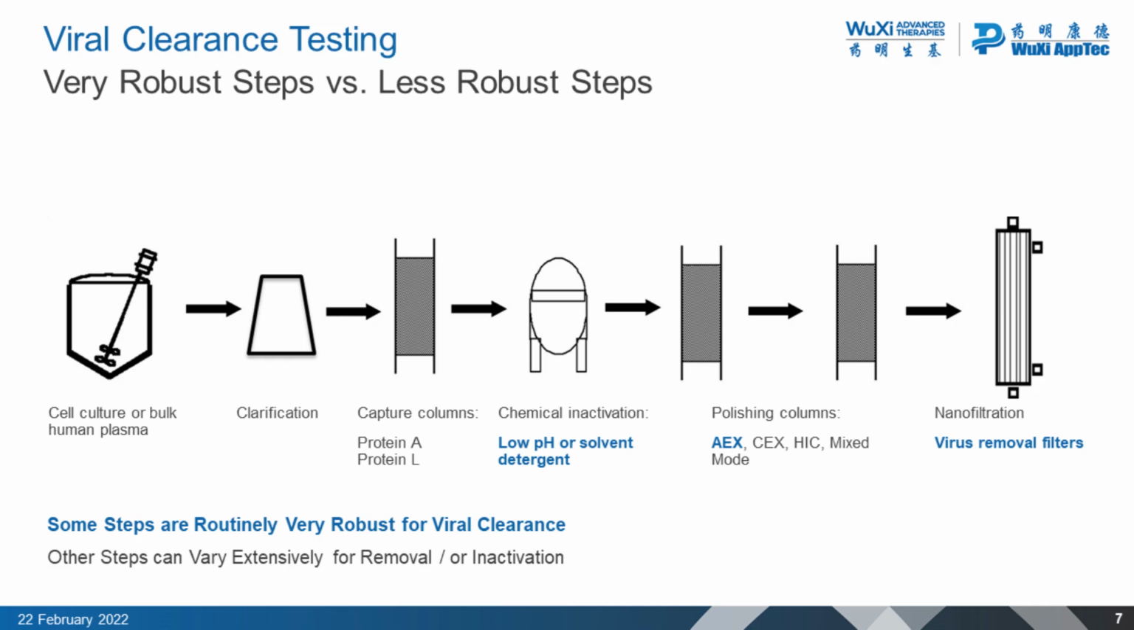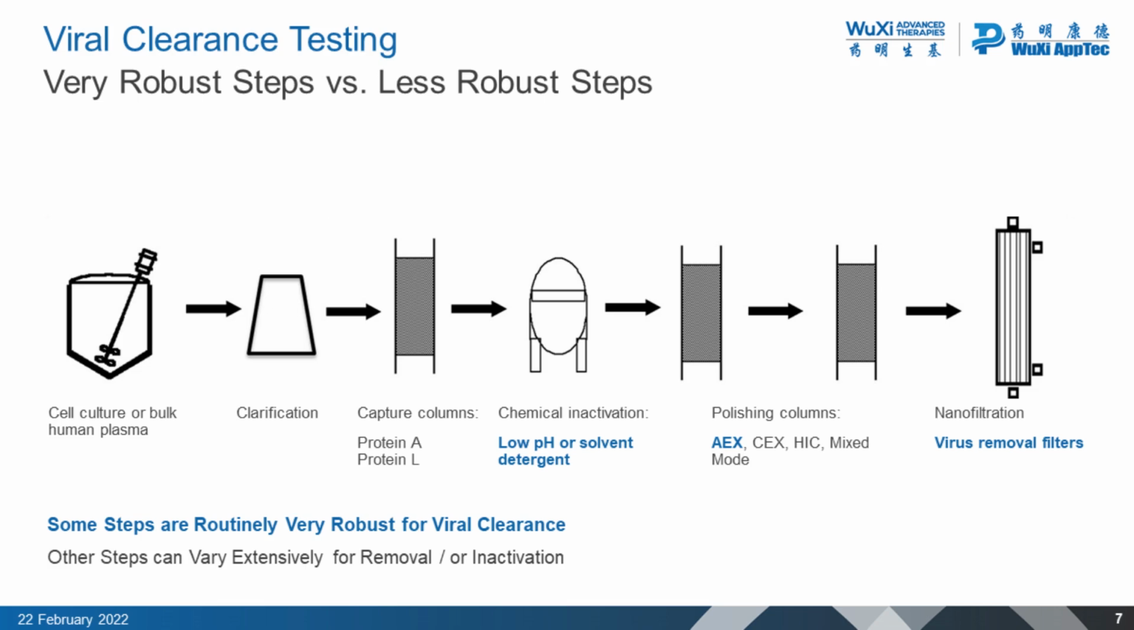So some steps are more robust and some steps are not quite so robust. So, what do we say when we mean robust? Robust is defined in the Q5A regulations as being greater than or equal to 4 logs of clearance or inactivation.